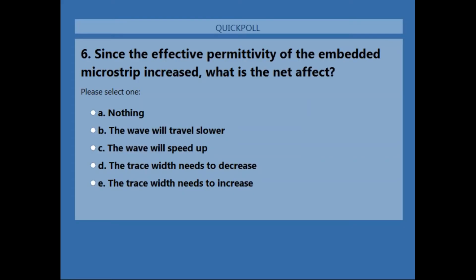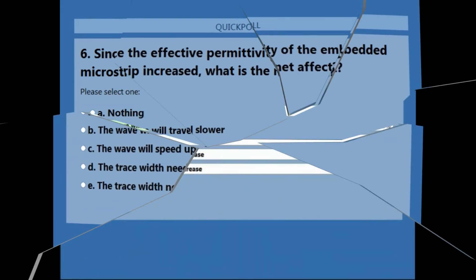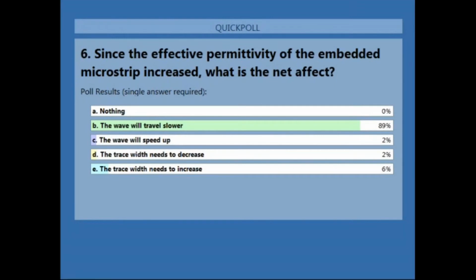Since the effective permittivity of the embedded microstrip increased, what is the net effect? Wow. All right, we got 90%. Getting close. Yep, 89% got the right answer. The wave is going to travel slower. So just be aware that if you pick a solder mask, it is going to affect your tuning, and if you tune your length correctly.